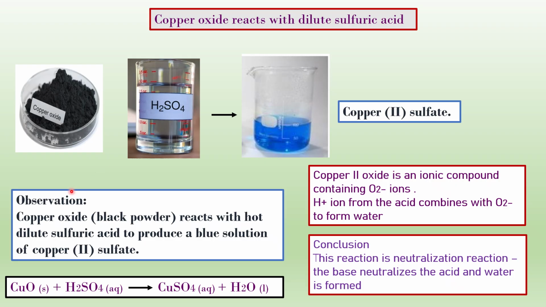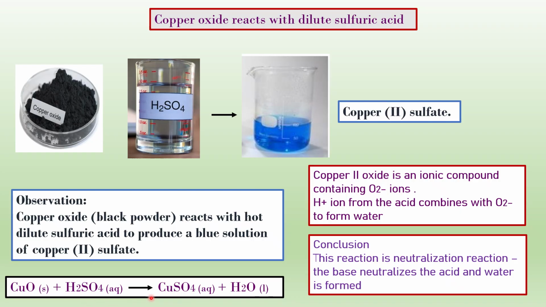So our observation is the copper oxide, which is a black powder, reacts with hot dilute sulfuric acid to produce a blue solution of copper 2 sulfate. How did this happen? Now this is the equation of the reaction. Copper oxide, CuO, it is solid. Sulfuric acid, H2SO4, which is an aqueous solution.